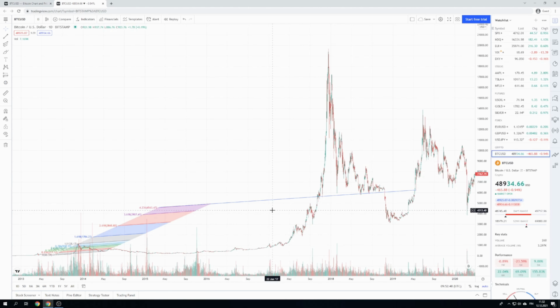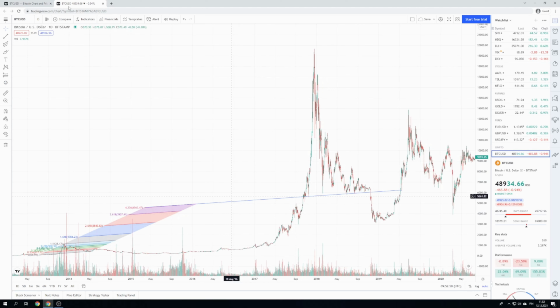Damn, my TradingView seems to start lagging a bit. I gotta refresh the page in a moment.